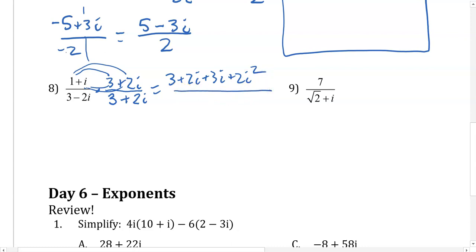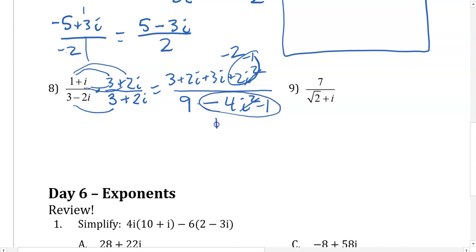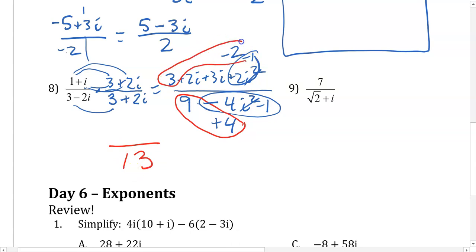On the bottom, again, the middle i terms will go away, but we still have 3 times 3, which is 9, minus 2i times 2i, which is minus 4i squared. i squared is negative 1. So, 2 times negative 1 becomes negative 2. Negative 4 times negative 1 becomes plus 4. So on the bottom of our fraction, 9 plus 4 is 13. On the top of our fraction, 3 minus 2 is 1. And then I combine like terms for my i. I have 2i and 3i, which is 5i.